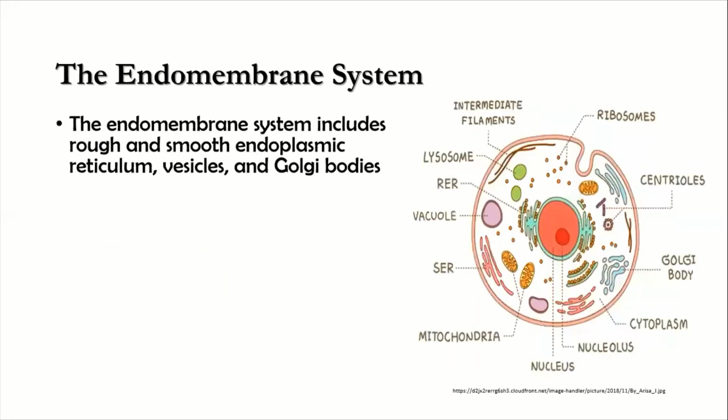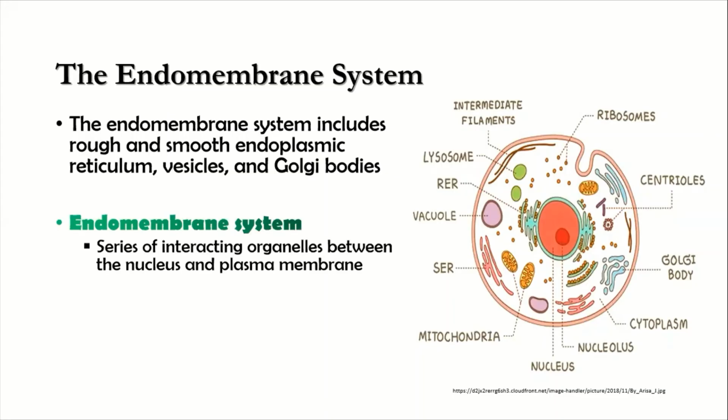Next, let's have the endomembrane system. It includes your rough and smooth endoplasmic reticulum, vesicles, and Golgi bodies. This is a series of interacting organelles between the nucleus and the plasma membrane. If this is the nucleus, then this is your endomembrane system, everything between them. This is the rough endoplasmic reticulum, then you'll have your smooth endoplasmic reticulum, then eventually other organelles.